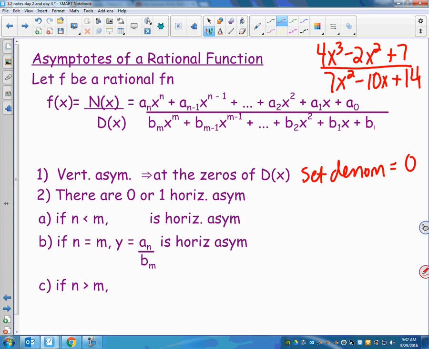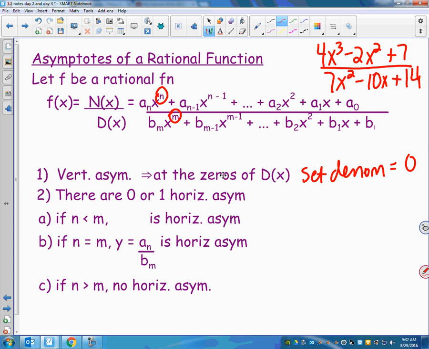If the numerator degree is bigger than the denominator, so that's n and m are coming from these exponents up here. The highest exponent in the numerator and the highest exponent in the denominator are the degrees. If, like my example here, the degree in the numerator is bigger than the degree of the denominator, then this is not approaching any specific number. It's just growing bigger. As x gets bigger, y is just getting bigger. So we say if the numerator degree is bigger than the denominator degree, there is no horizontal asymptote.